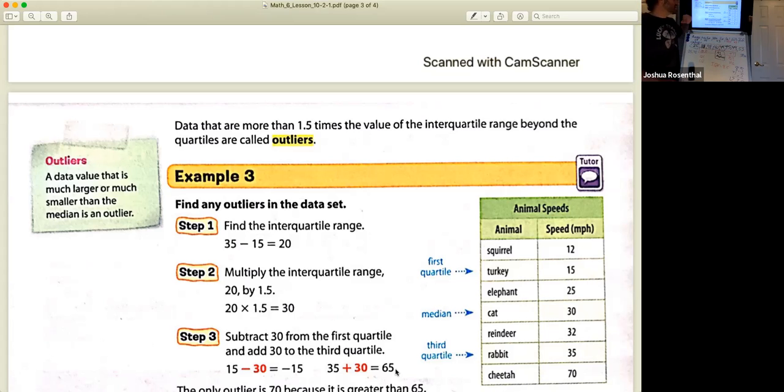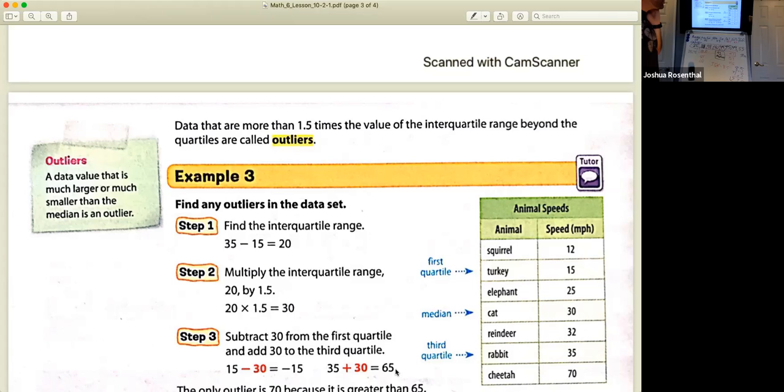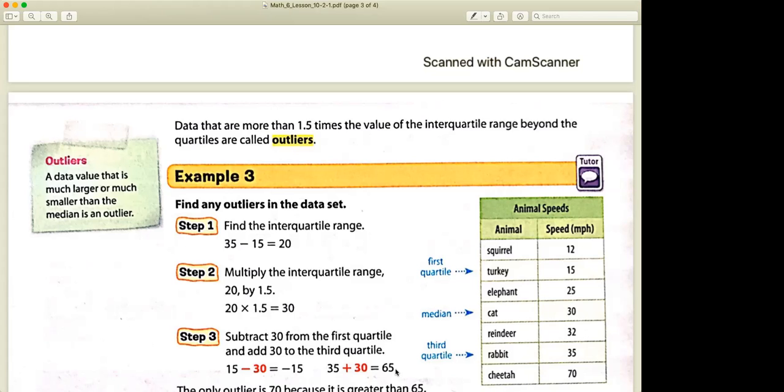Okay, so don't follow these steps. Follow your own steps. These are animal speeds in miles per hour. Squirrel, turkey. Wow, an elephant can run 25 miles an hour? They do trample people, so. A cat can run 30 miles per hour? Yep. A reindeer can run faster than a cat.